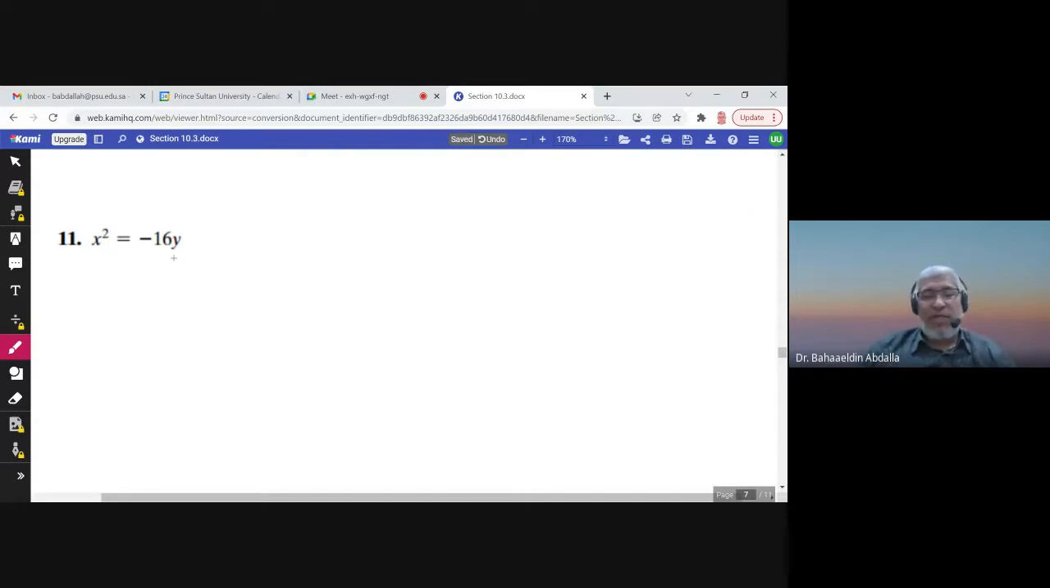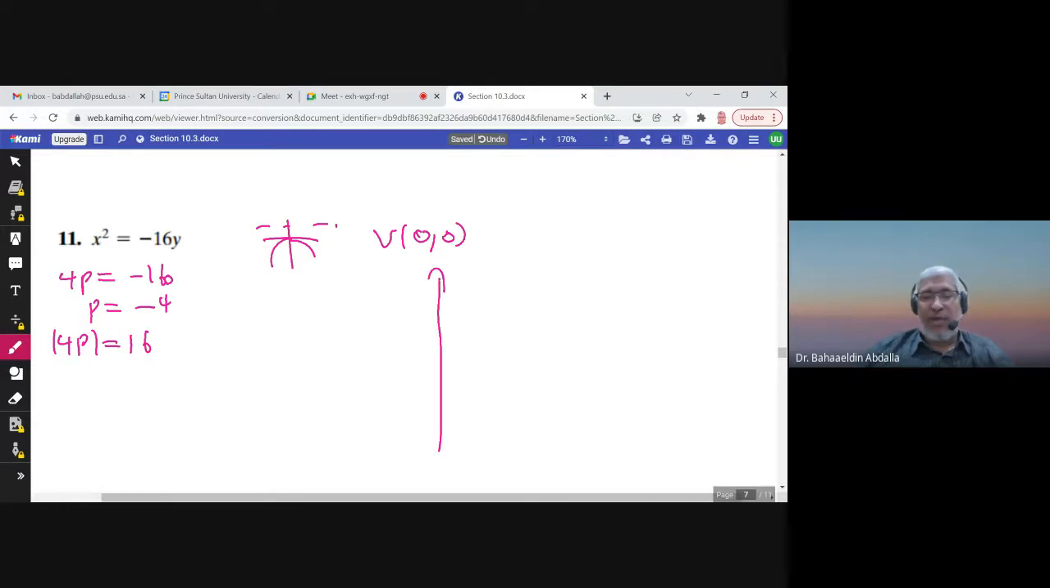x squared equals negative 16y. x squared, so the graph opens up or down. Negative, it opens downwards. Here would be the directrix. The vertex is clearly 0, 0. 4p is negative 16. p is negative 4. It's negative in this case. That's why the graph opens downwards. The absolute value of 4p is 16. That's the length of the latus rectum.